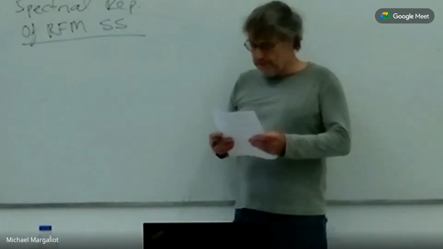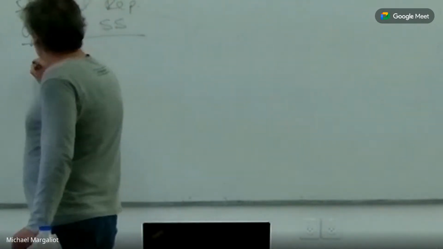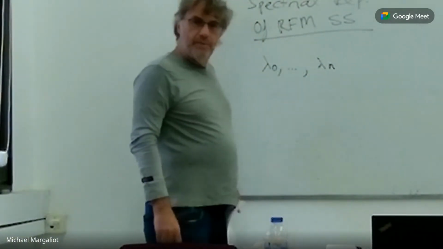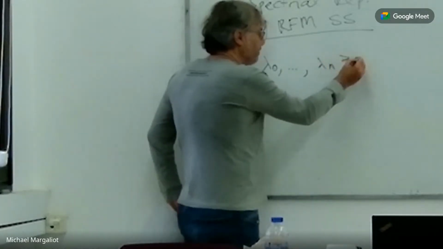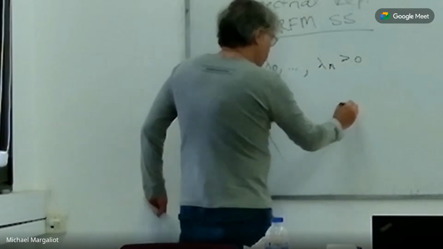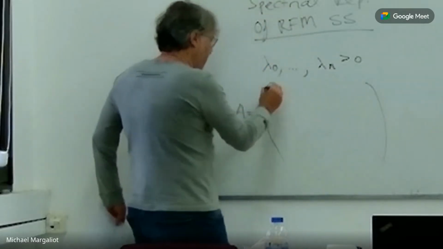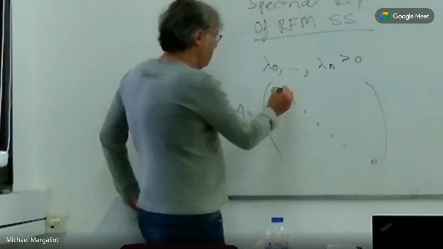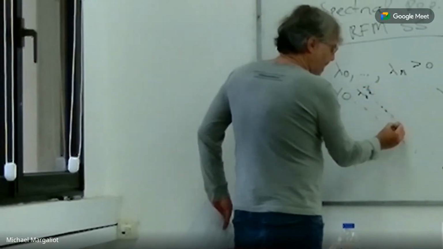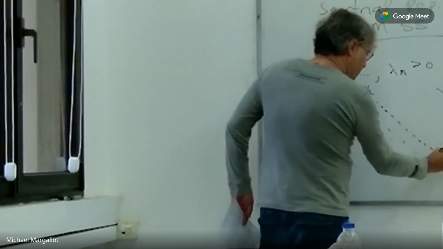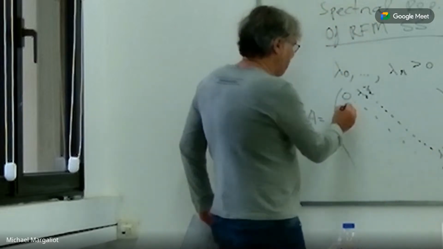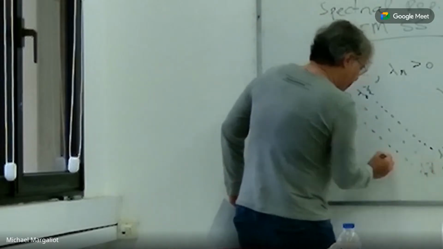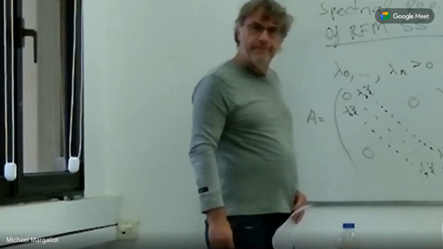And we said that we have the RFM with rates lambda 0 up to lambda n. These are the positive parameters of the RFM. And then what we do is we build a matrix, I think I called it A, where we place zeros on the main diagonal, all the lambda i's scaled to the power minus half on the super diagonal, and all the lambda i's scaled to the power minus half on the sub diagonal.